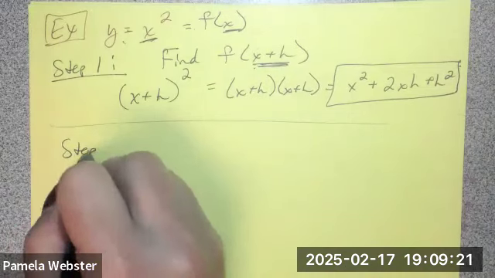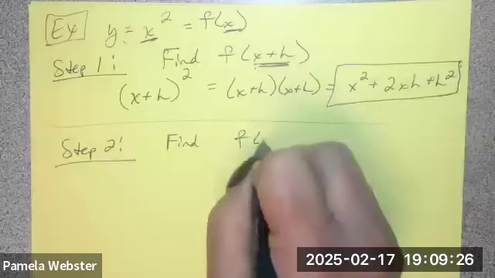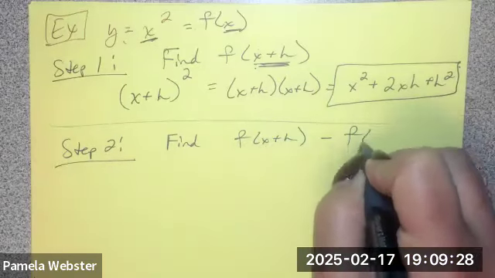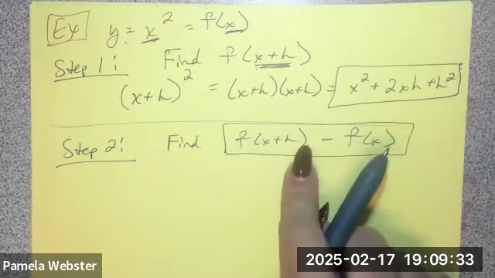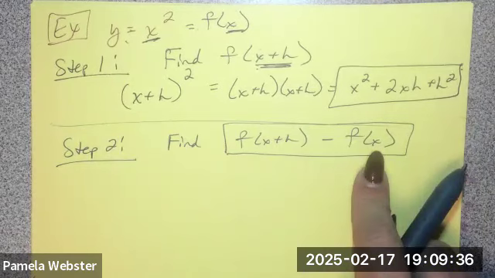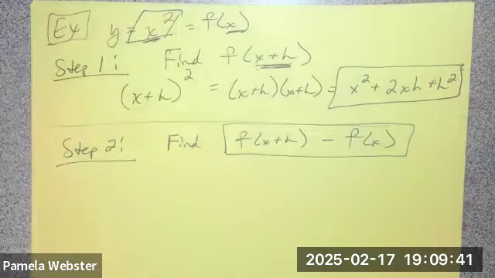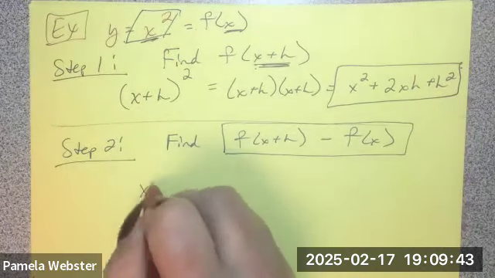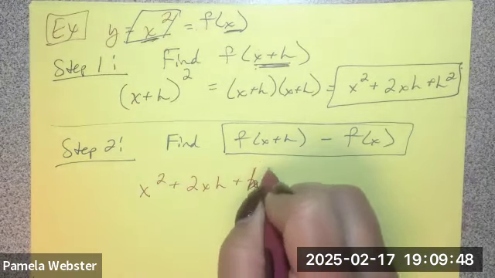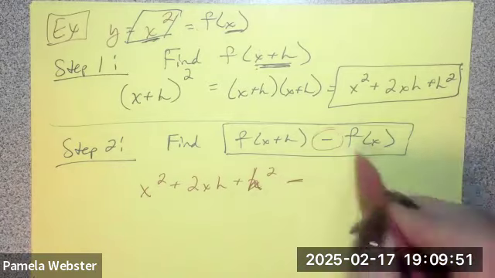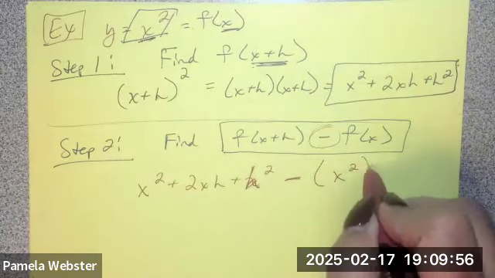Okay, step 2. Find f of x plus h minus f of x. The only thing we're going to do is take the guy that we had before and subtract the original f of x function. So x squared plus 2xh plus h squared minus, because there's a minus in the formula, whatever that original function is. Now I'm going to put parentheses here.